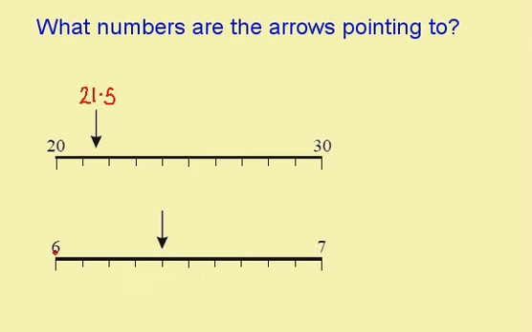The difference between 6 and 7 is 1, and again it's been split into 10 steps. 1 divided by 10 is 0.1. So this is 6.1, 6.2, 6.3, 6.4. Just to check that I'm right, this is 6.5, 6.6, 6.7, 6.8, 6.9, and this would be 7. So 6.4 was the right answer.